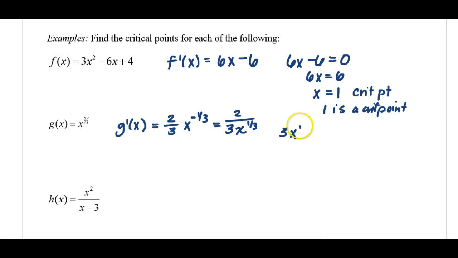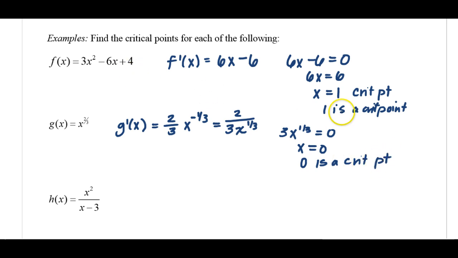So 3x to the 1/3, if I set the bottom equal to 0, well, this is only true if I let x equal 0. If I technically divide by 3 and then cube both sides, I will get x equals 0. So on this problem, I want to make sure that 0 is in the domain of the original function. Does it make sense to plug 0 back into the original function? And it does. I can take 0 to an exponent. It's always just going to be 0. So 0 is in the domain, so 0 is a critical point.